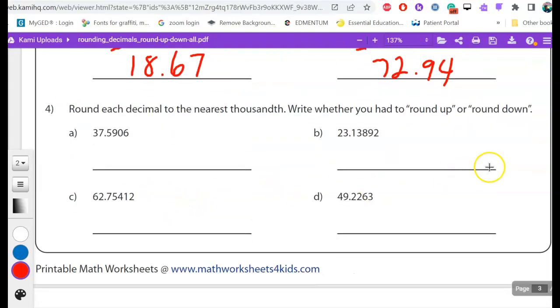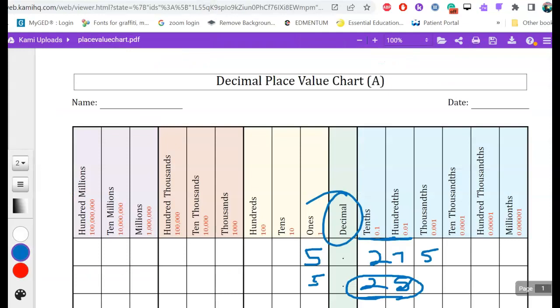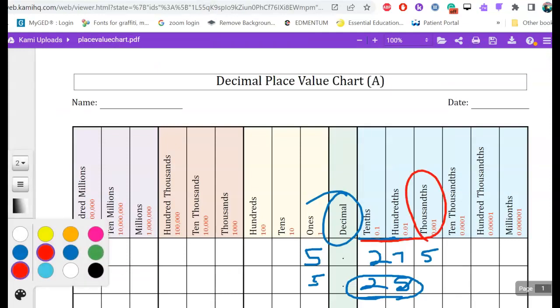All right, now we go to the thousandths place. Okay, for letter A, tenths, hundredths, thousandths. That 0 is in the thousandths place, right? That 6 is going to tell the 0 what to do. 6 is bigger than 5, so that 6 is telling 0, hey, round up to 1. So my answer, 37.591. 3 numbers have to be present after the decimal because we are representing the thousandths place.